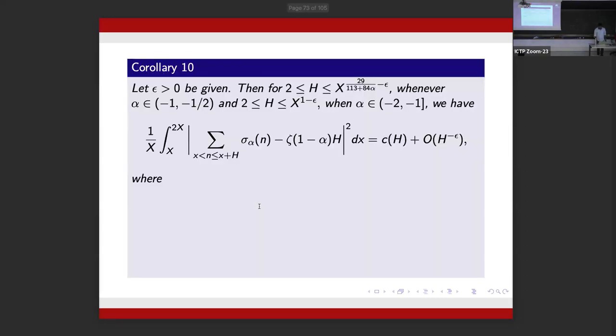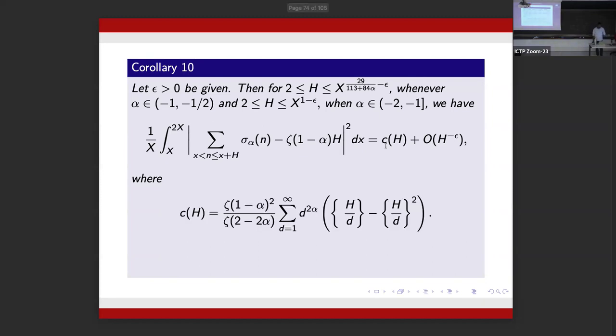But what we get here is an asymptotic formula with a certain range of h up to x to the power 2.9 over 113 minus 84 plus 84 alpha. So in this range, when you take alpha belonging to minus 1 to minus half, and if you take minus 2 to minus 1, in this range you can allow the whole interval. We have this asymptotic formula with some constant C_h, which is defined this way.